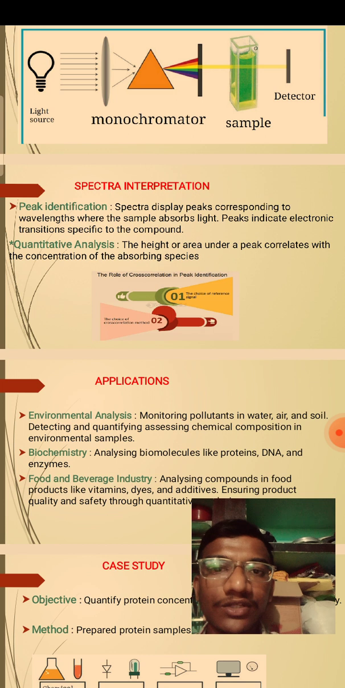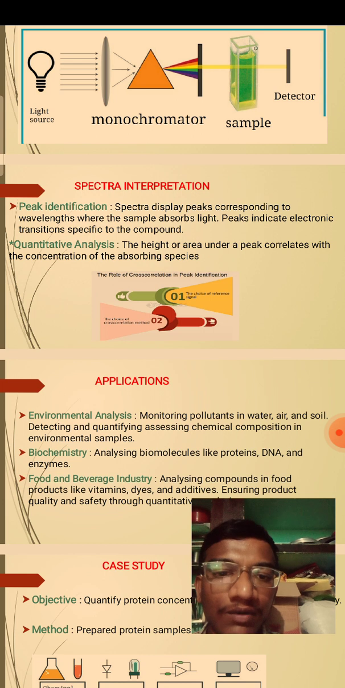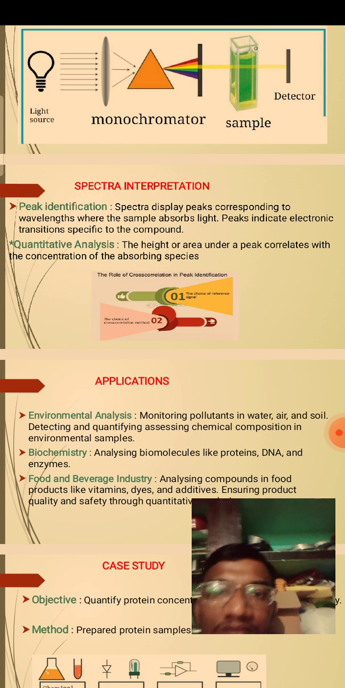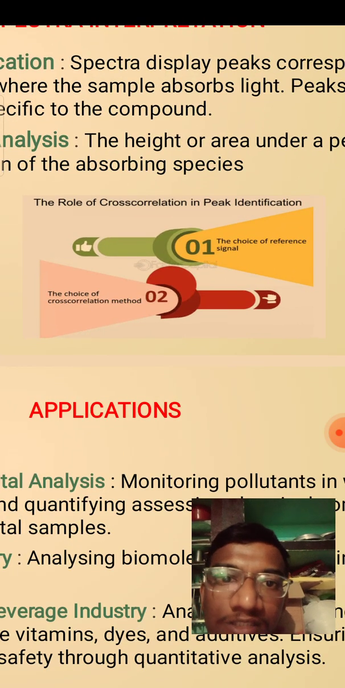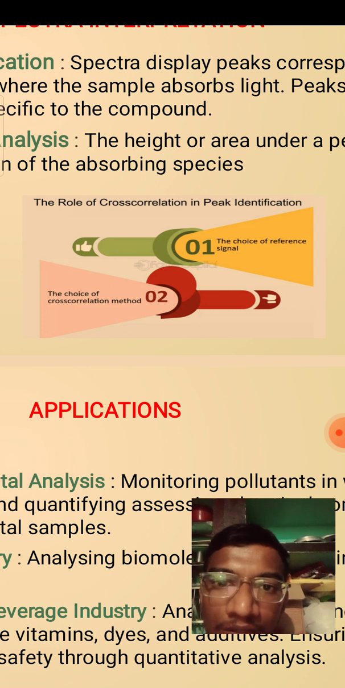specific to the compound. And now quantitative analysis. Here quantitative analysis means the height or area under a peak correlates with the concentration of the absorbing species. And now here we can see the diagram of this spectra interpretation. We have two points: the first is the choice of reference signal, and the second represents the choice of cross correlation method. This is the role of cross correlation in peak identification.